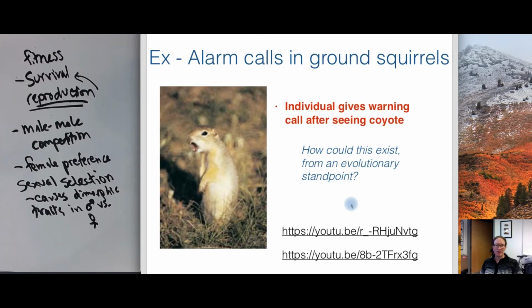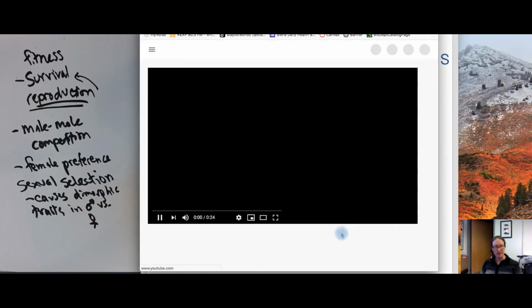So one example of this is alarm calls in ground squirrels. So if a ground squirrel happens to spot a coyote, it will then give off a warning call after seeing that coyote. Just to give you some examples of what that looks like.